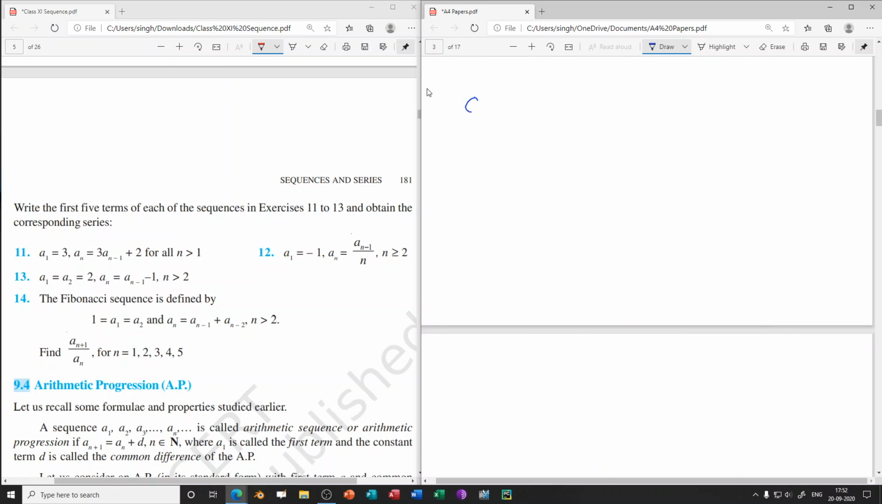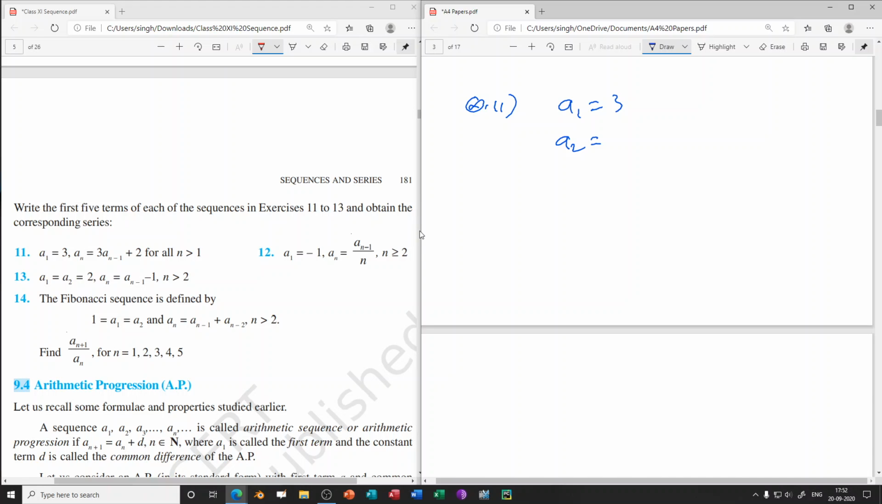Question number 11. So write the first 5 terms. a1 equal to 3, already one term is there. You have to find the remaining 4 terms now. a2 will be, and this formula is to be applied only when n is greater than 1. So here, if we compare with an, here n is 2 and that is greater than 1. So we can use this formula.